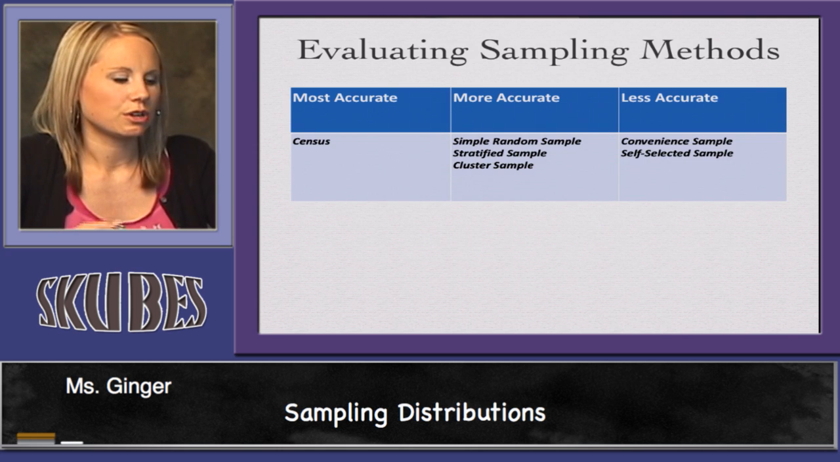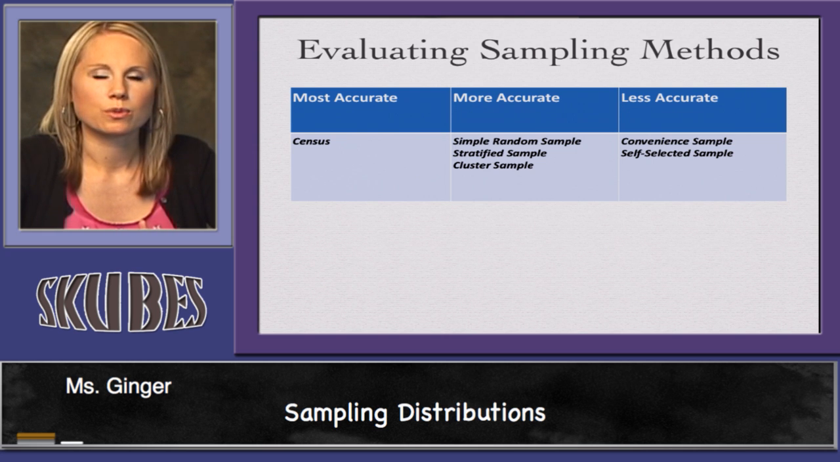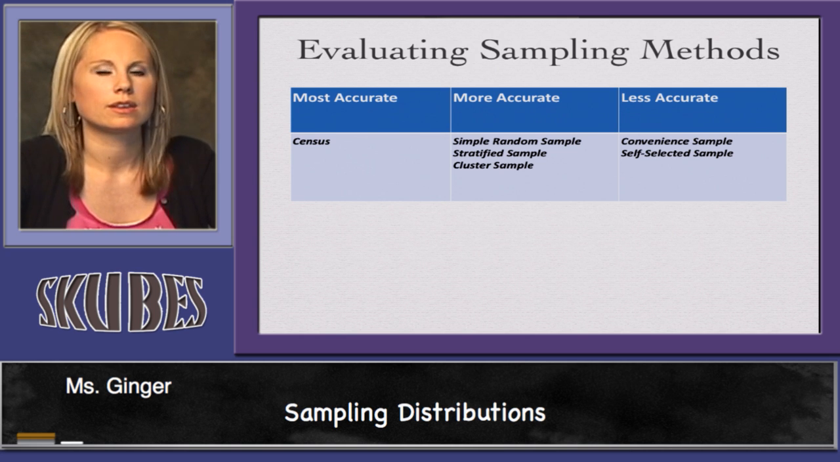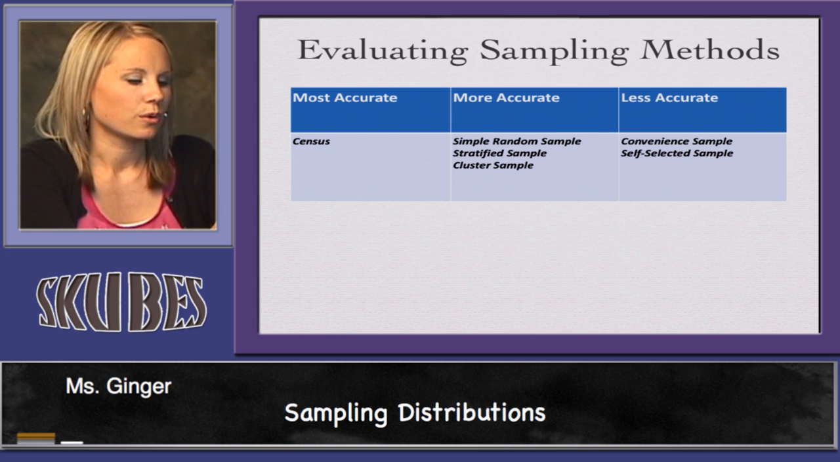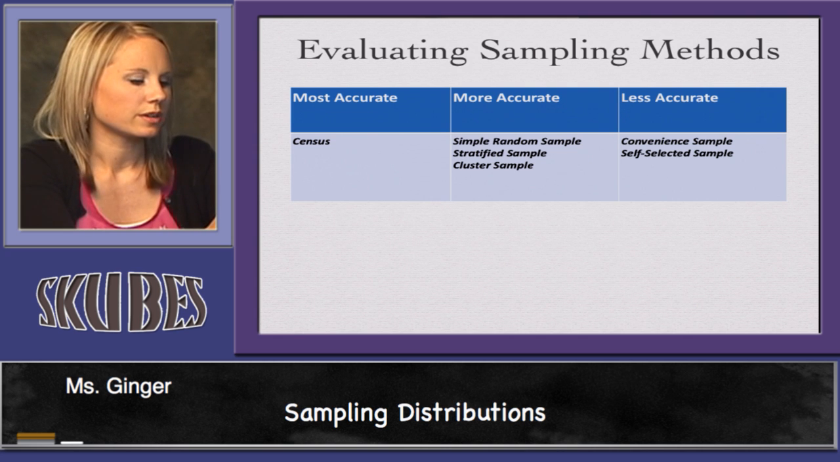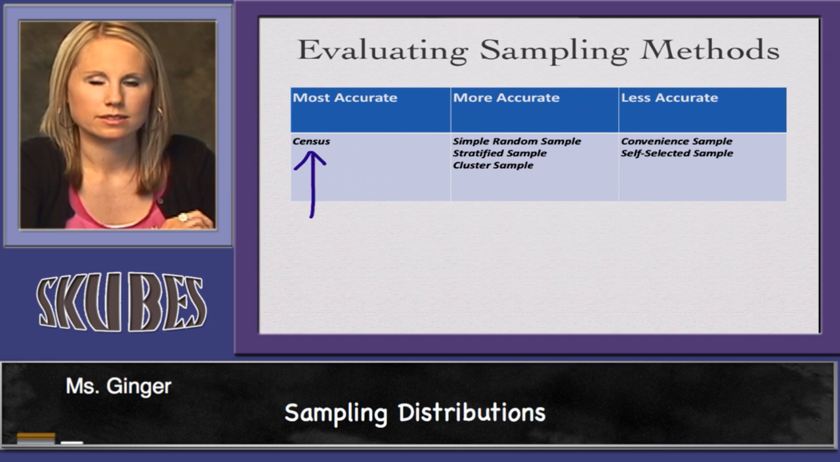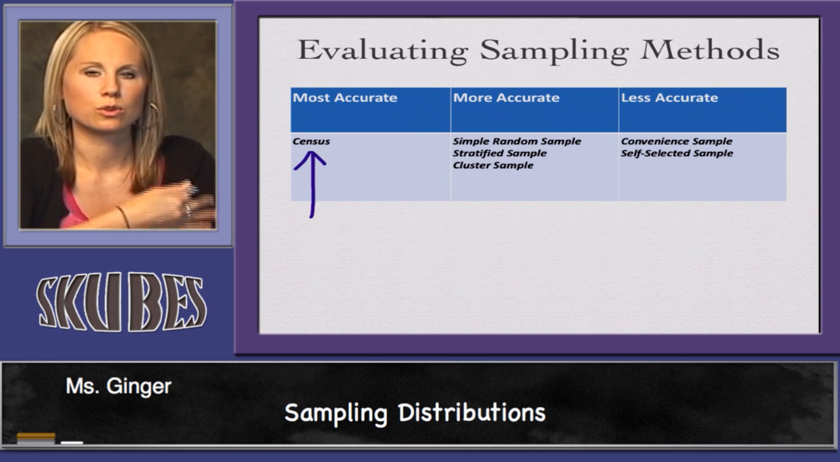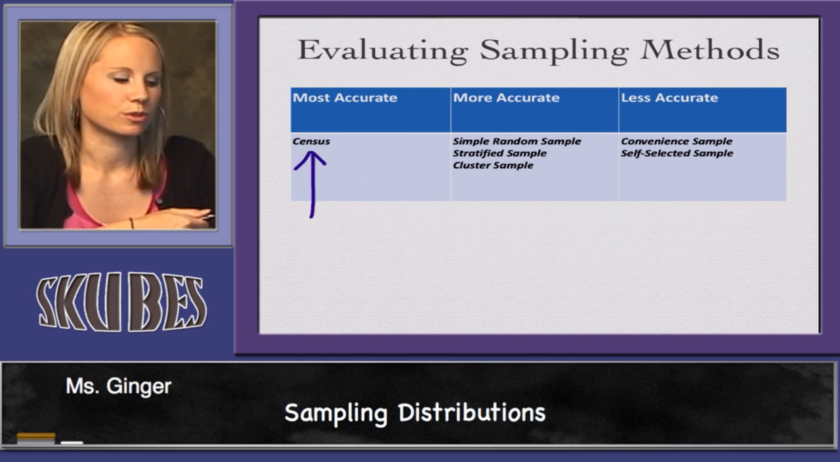Okay, I wanted to show you here, based on the ones we've gone over, depending on your situation, you'll want to figure out which one's most appropriate for your situation, but typically these are going to be the layout of how accurate your samples are going to be. So a census, which is everybody in the population gets asked. The whole population gets asked the questions on the survey and the results come in.